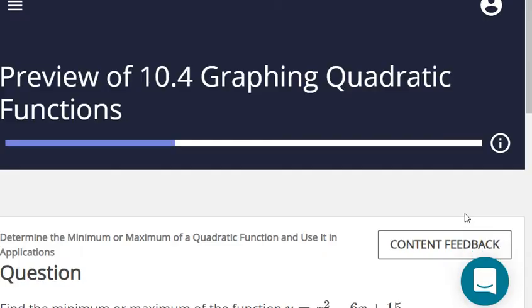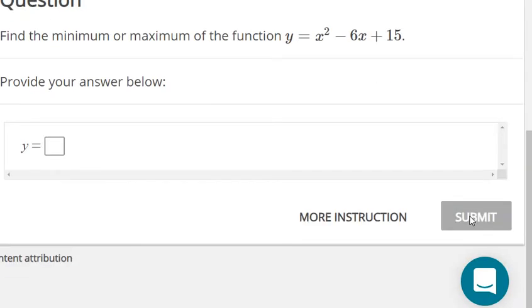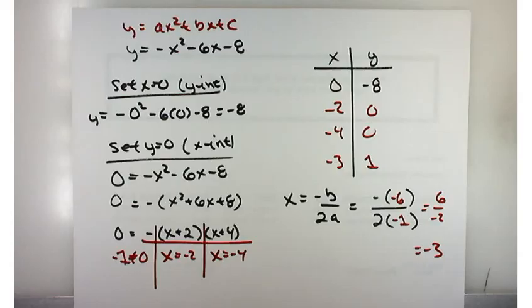Are you comfortable with section 5.4? All right. 10.4, sorry. 10.4. All right. Do we want to do one more, finding a minimum or maximum? Or are we good with those two? We're good? All right. All right, let me just stop this and then move on to section 10.5.